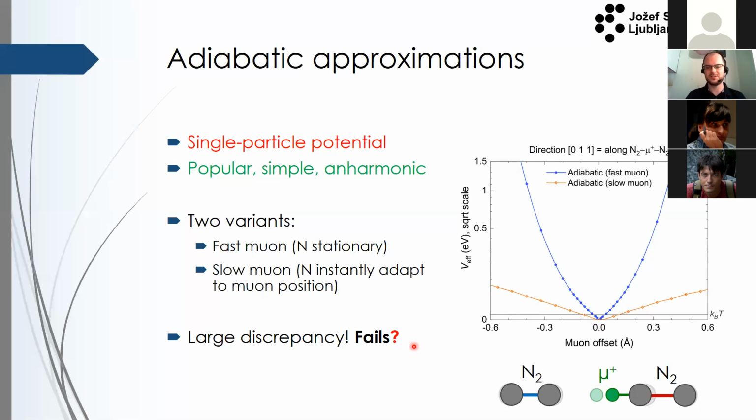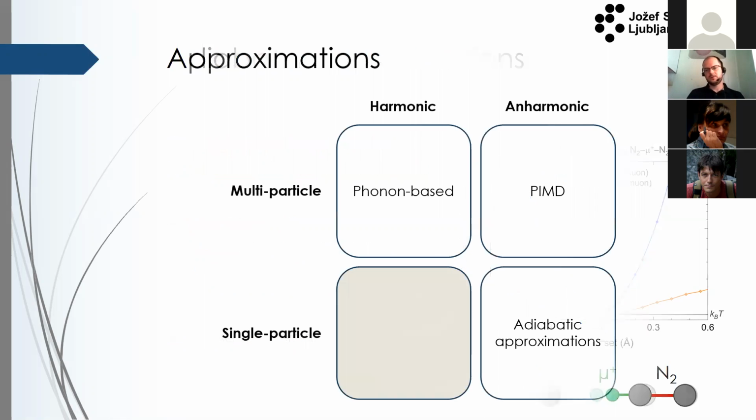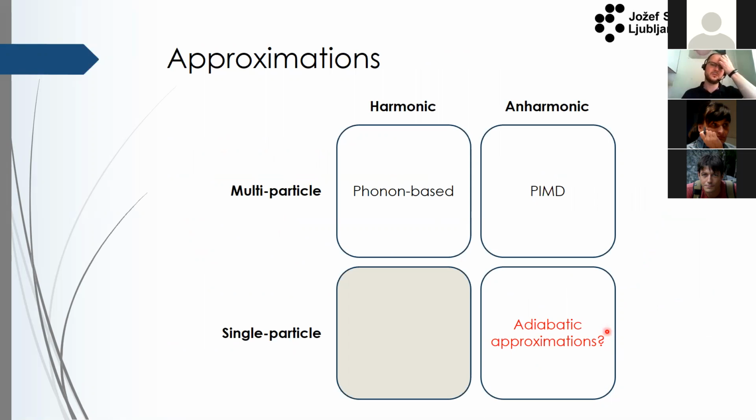If it depends that much on whether the nitrogens moved or not, once the muon moved, we might expect that we have to do more than a single particle approximation here, that we have to actually take into account that the nitrogens have their own vibrations as well. But okay, we're not completely sure. In the most optimistic version, we might say that, okay, maybe one of the two limits is correct, the other is wrong. But because they're different, we don't really trust either at this moment.